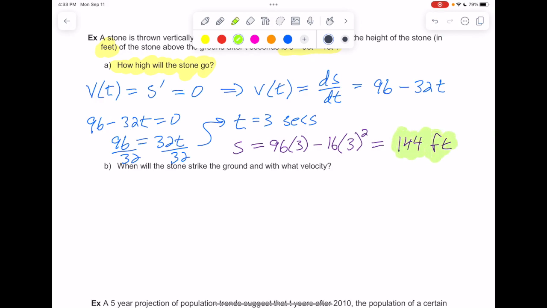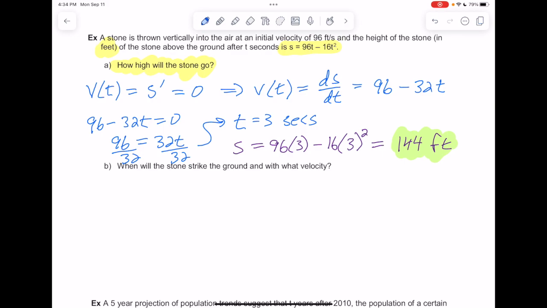So even though they asked us how high it would go, we had to answer a different question first, which is when would it reach its high point, and that would be when the velocity is 0. So we took a derivative, set it equal to 0, found that number, plugged it into the position function. So what do we have there? A 6-word question, but it brought about a lot of steps of work.